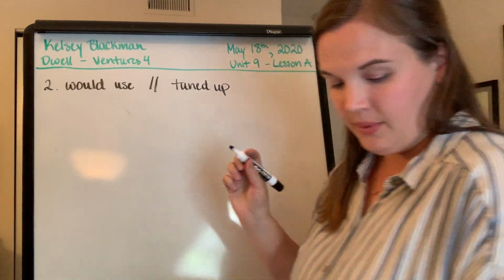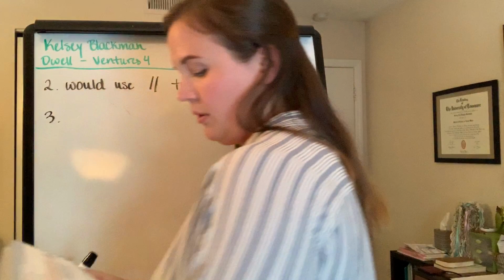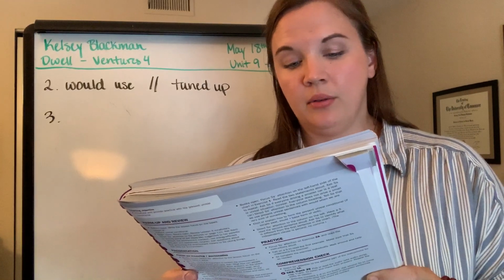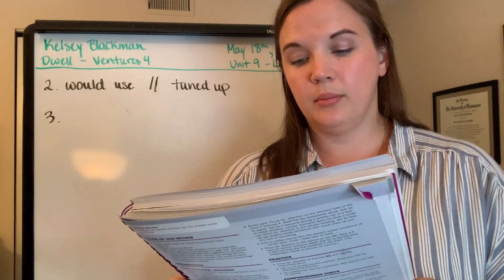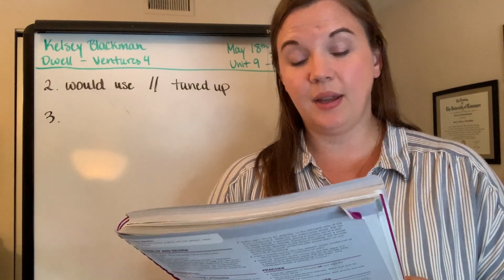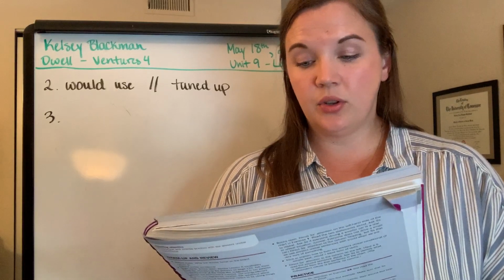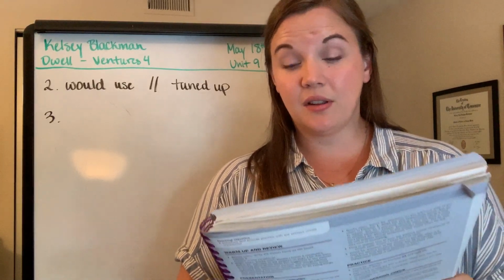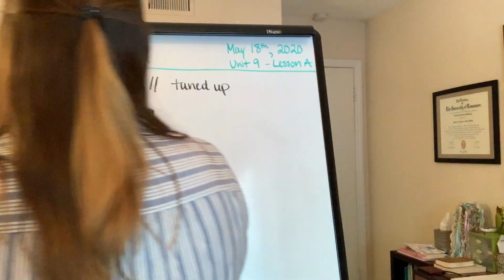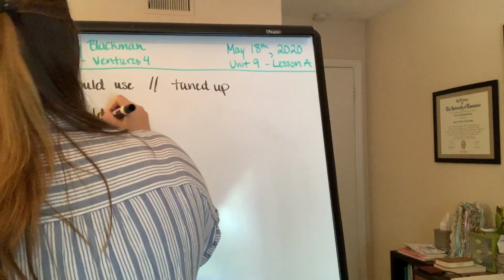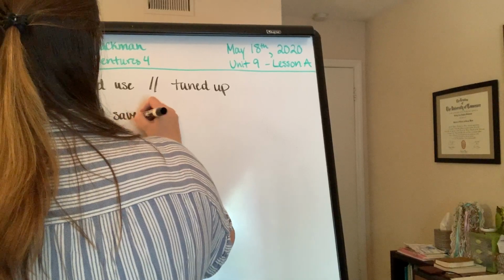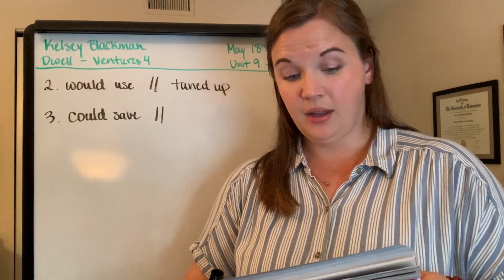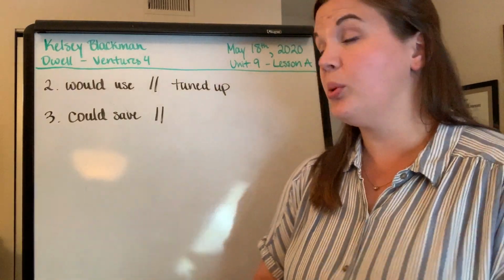Number 3, Mr. Brown drives his own car to his job downtown. Mr. Brown blank money on gas if he blank to work. Okay, so the first one, is that the if clause or the results clause? It's the results clause. Mr. Brown could save money on gas if he what? Carpooled to work.